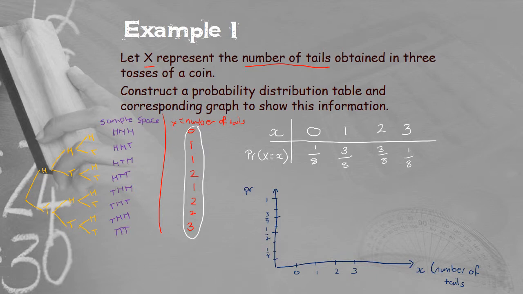Okay, so for an x value of 0, we have a probability of 1 over 8, so I draw a line up to 1 over 8. X of 1 is 3 over 8, so I'm going to come up to 3 over 8, and I draw a straight vertical line. 2 is 3 over 8, straight vertical line, and x being 3 is 1 over 8. And this is our graphical distribution of this particular function.